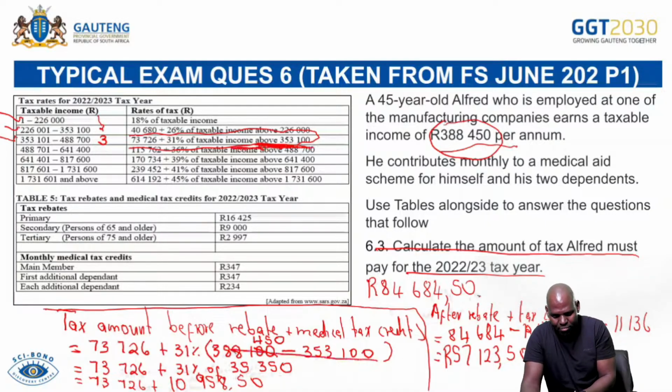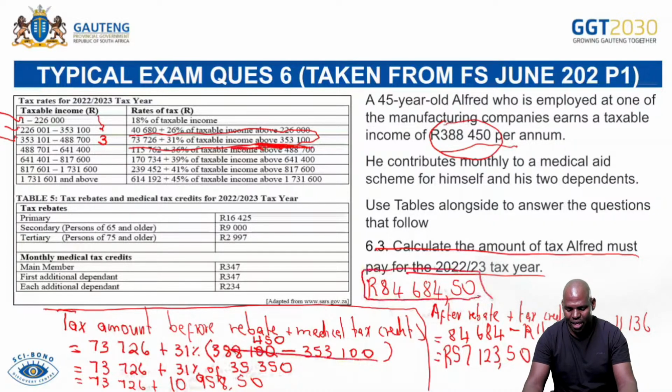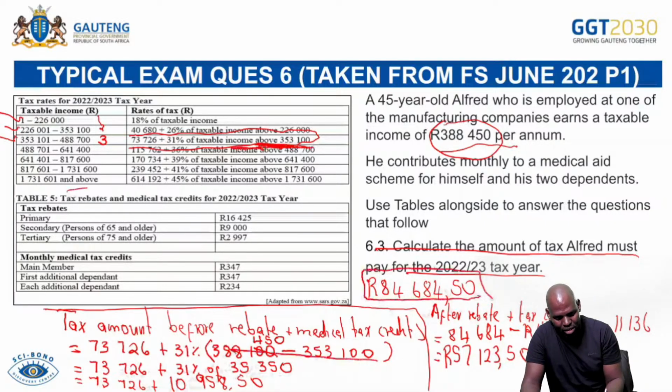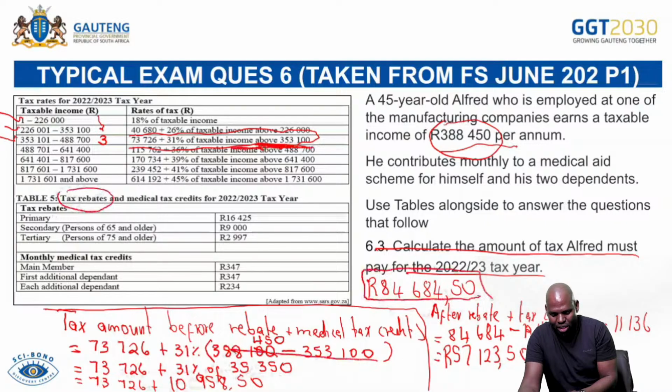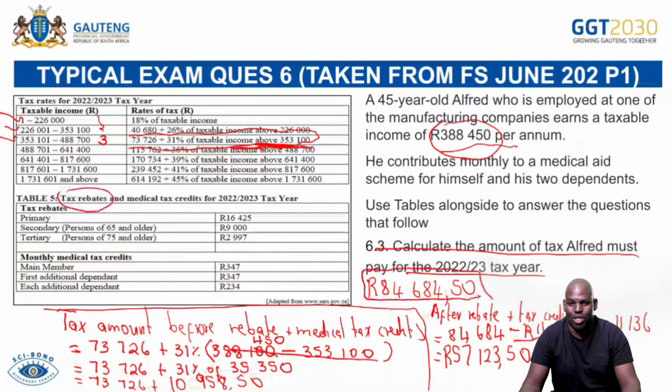And then this person was supposed to pay 84,684 rand and 50 cents. That is of tax. But the government felt that this is too much. Let us reduce the tax. So they reduce, they mean the tax rebates. That is where they use the tax rebates. The first one is a rebate based on this person's age. Just because this person is below the age of 65, they reduce the tax by 16,425 rand.